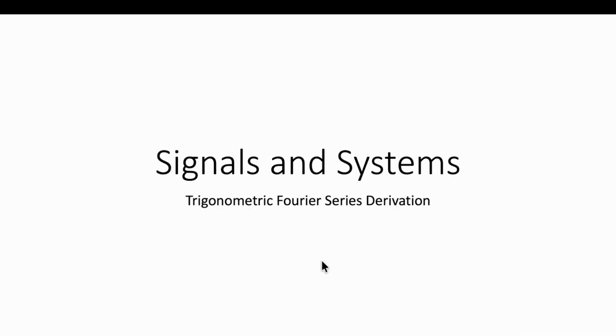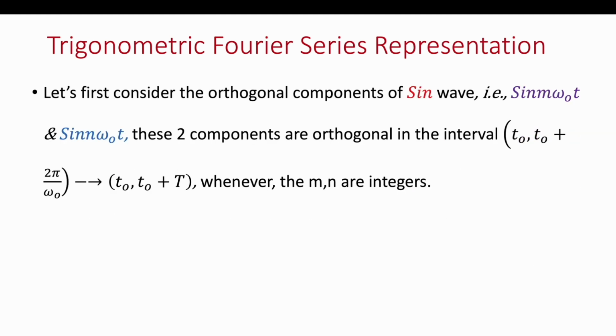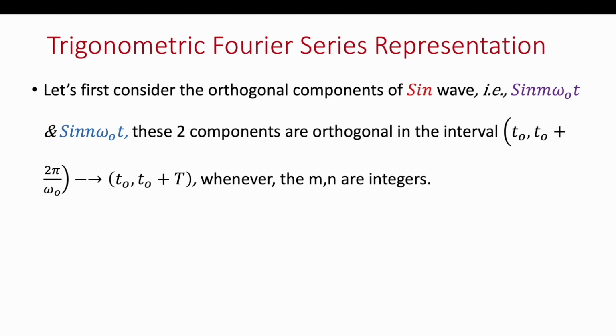In this video, we will discuss the trigonometric Fourier series derivation. Before that, we need to understand a little bit about the Fourier series representation and a few orthogonal components of a sine wave. Let's first consider the orthogonal components of a sine wave, that is sine m omega naught t and sine n omega naught t.